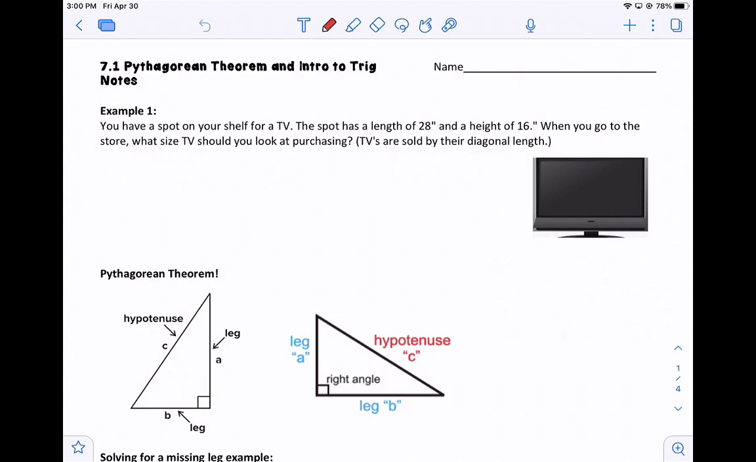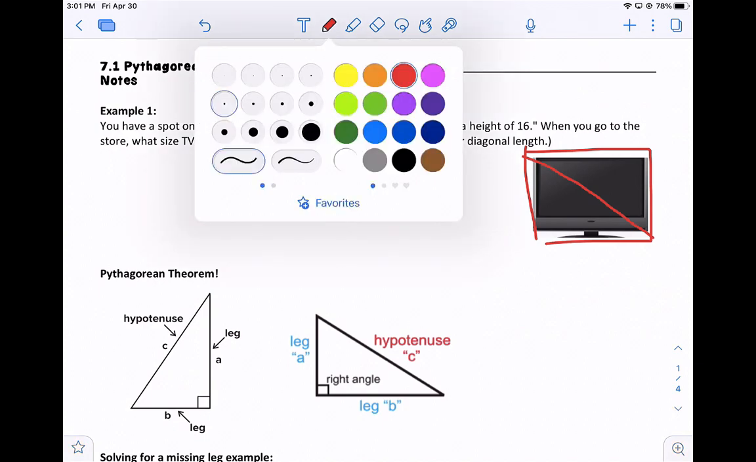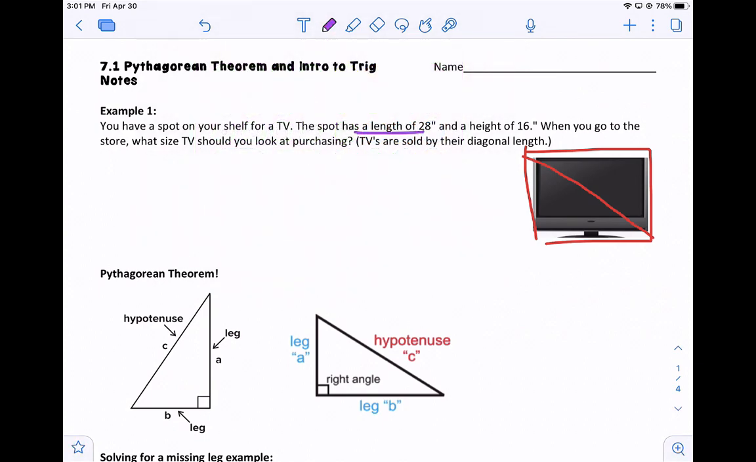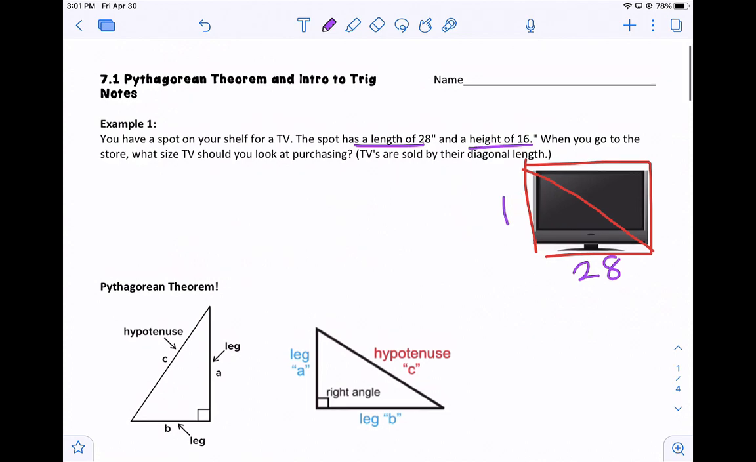And note, TVs are sold by their diagonal length. So when you go to the store and you buy like a 50-inch TV, they're talking about the length of the diagonal. So what we need to figure out is, with these dimensions, the 28 by the 16, what's the length of the diagonal of the TV that could fit in our shelf? So again, here's our shelf right here, and we want the diagonal length, so we'll know what kind of TV to look for. And we know that the length of the spot is 28 inches, and the height is 16.